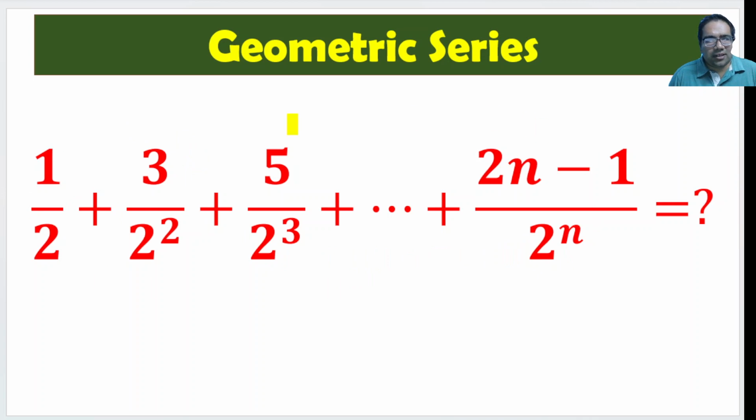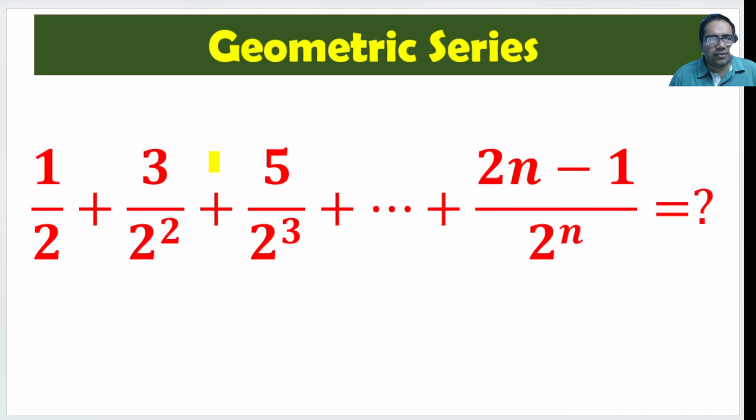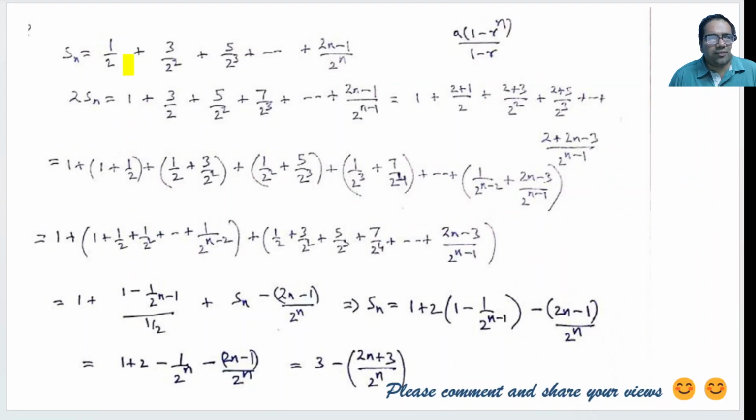So to do this, let's try to split this. Once we split this, then probably we'll be able to get different geometric progressions. Let's see how. Let's take the sum of all of these terms as Sn. Sn equals 1/2 + 3/2² + 5/2³ + ... up to (2n-1)/2ⁿ. We know the sum of n terms in a geometric progression is a times (1 - rⁿ) by (1 - r).